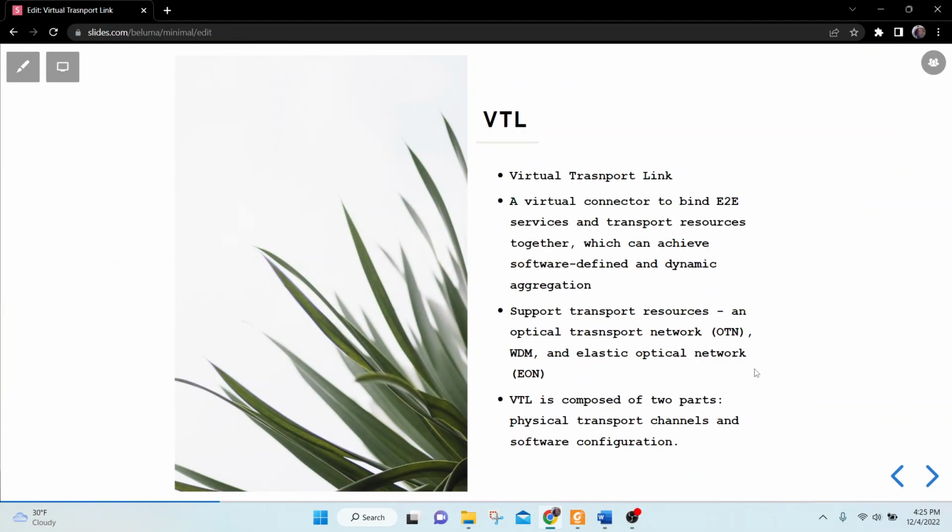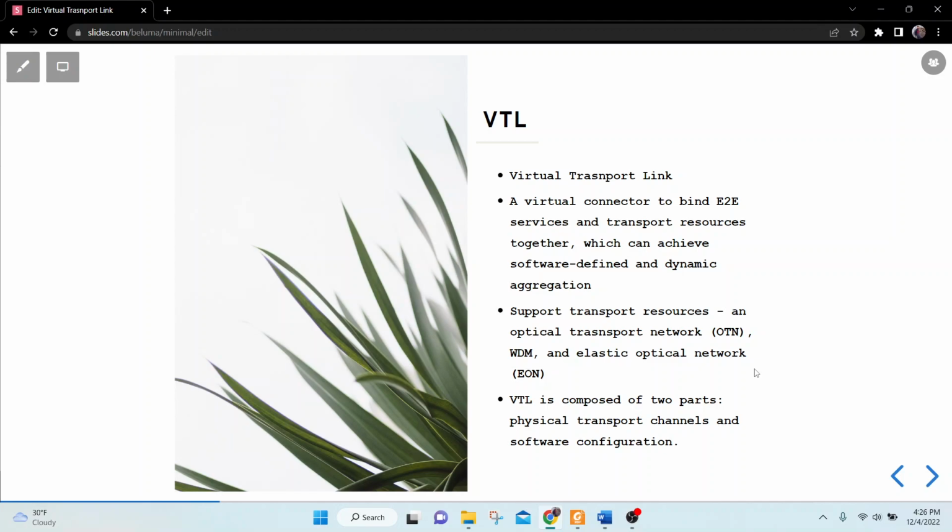So now I'm going to talk about what is VTL. VTL is a virtual transport link. It is a virtual connector to bind end-to-end services and transport resources together, which can achieve software-defined and dynamic aggregation. It also supports all kinds of transport resources such as optical transport network (OTN), WDM, and also elastic optical network (EON).